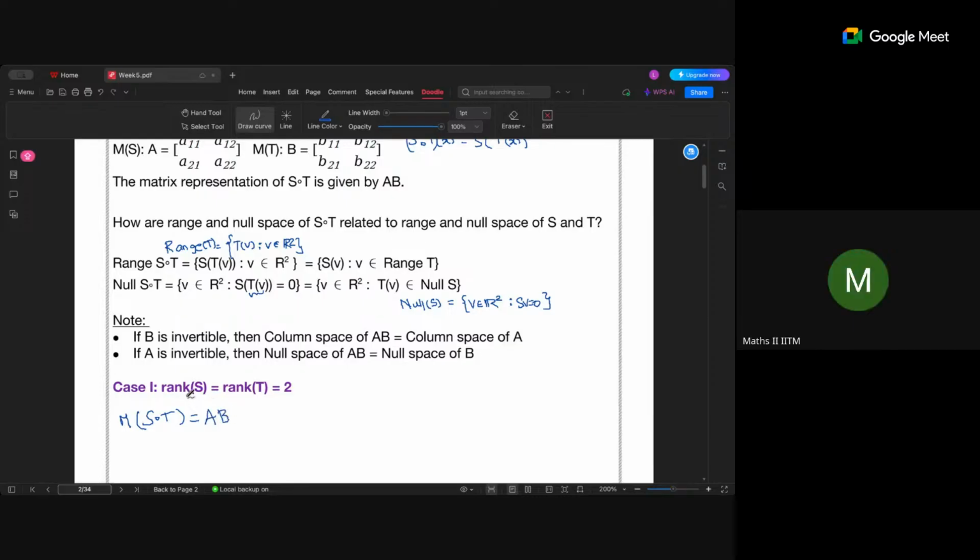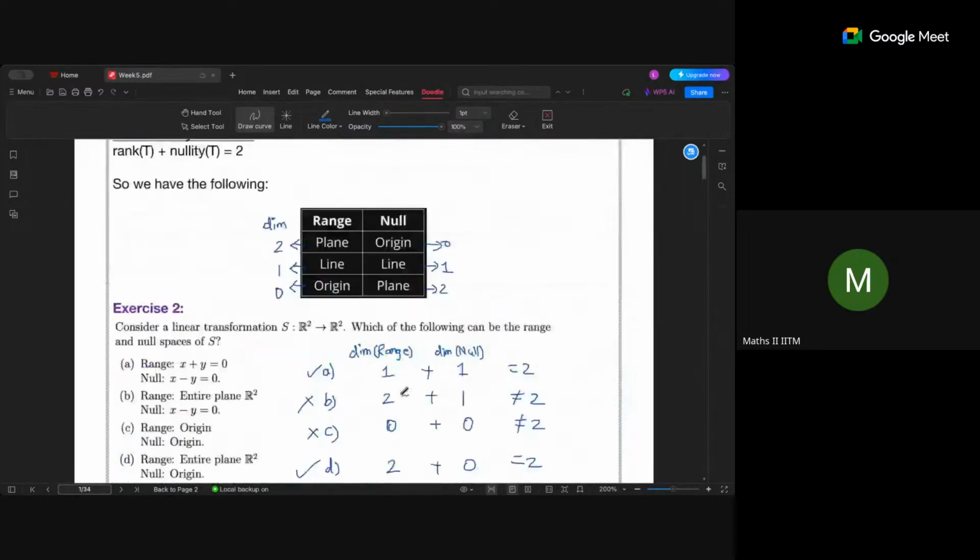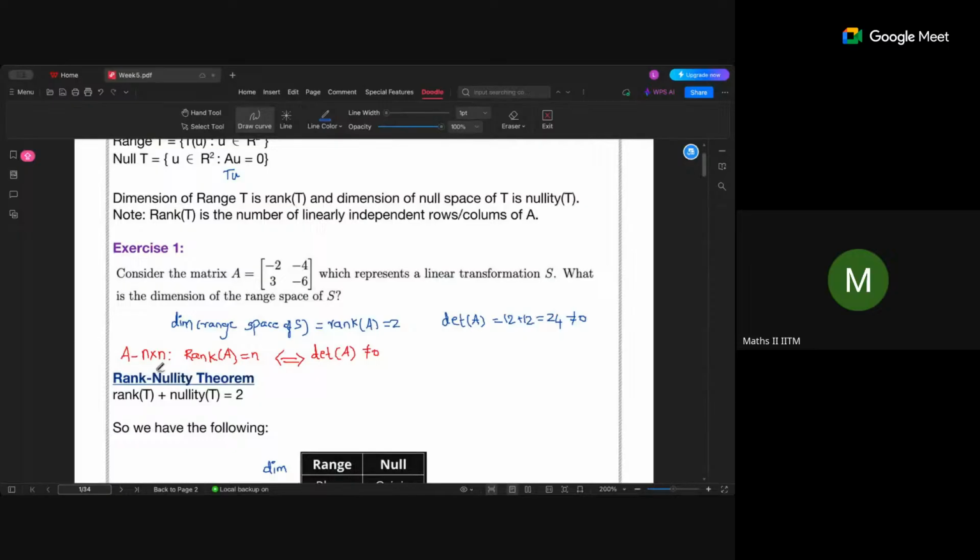Okay. So now rank of S and rank of T are 2. What can you say about the matrix A and the matrix B? I have already given you this statement. You know that if A is an n by n matrix, rank of A equals n if and only if determinant of A is non-zero.